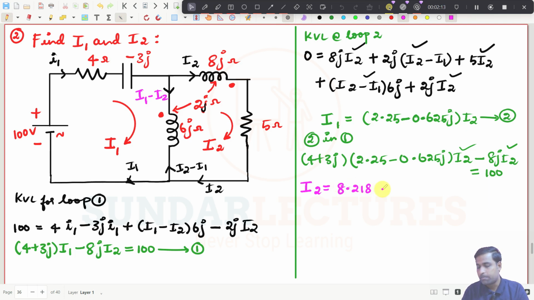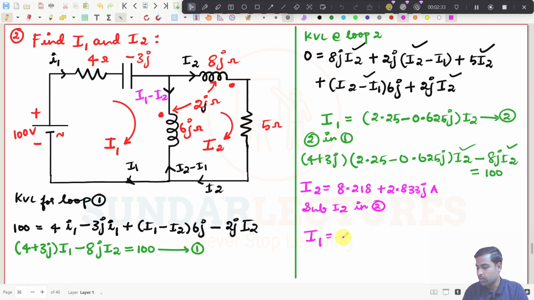8.218 plus 2.833j amperes. That's all. Now substitute I2 in expression number 2. You substitute this one here, multiply these two, and you will get I1.